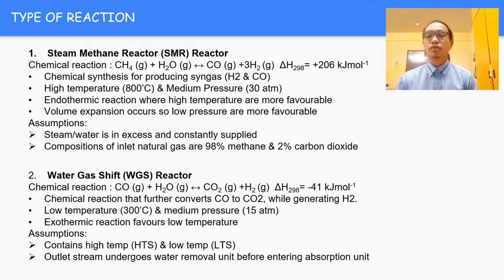design reactor. So there are two types of reaction. The first one is the steam methane reactor, SMR reactor, where the chemical reaction that occurs here is that methane reacts with water, producing carbon monoxide and 3 mole of hydrogen. So this is a chemical synthesis for producing syngas, which is H2 and carbon monoxide, CO.